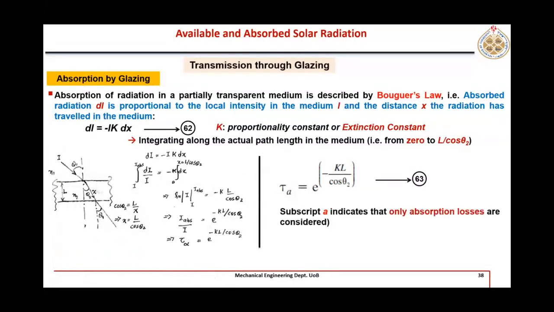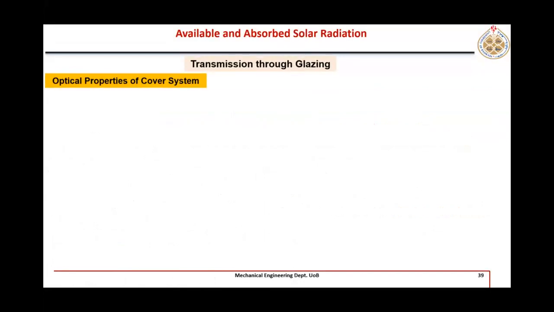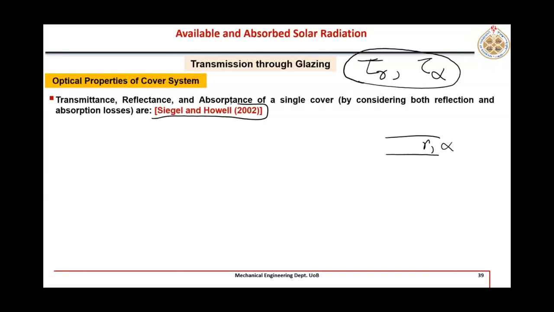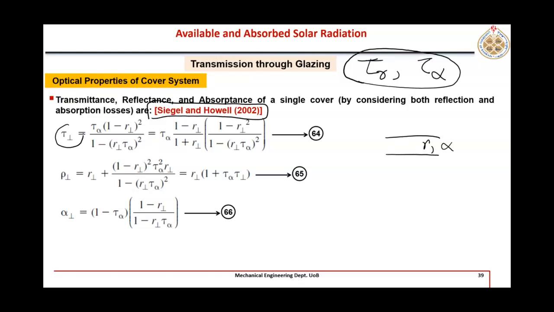Okay, so all these terms are clear. Now, we have seen equations to calculate transmittance when only reflection losses are considered. We have seen another equation to calculate transmittance when only absorption losses are considered, right? But what about the correlations in which both losses are considered, both reflection and absorption losses?